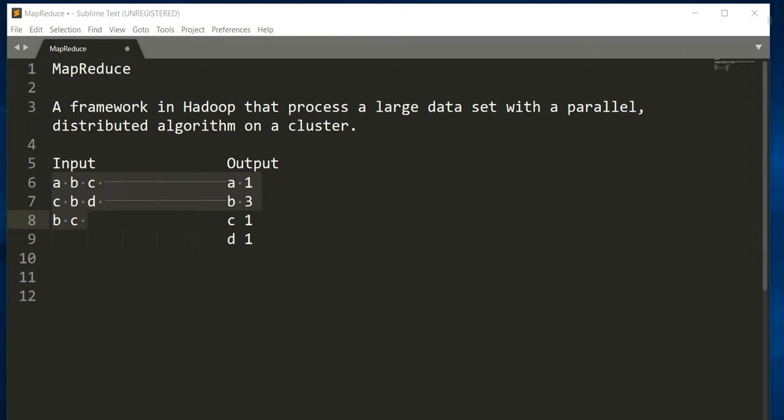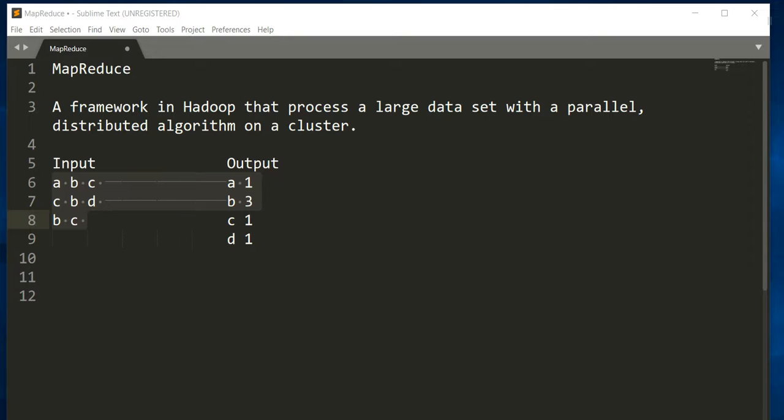Let's talk about MapReduce. This is a framework in Hadoop that processes a large dataset with a parallel distributed algorithm on a cluster. So we already know what a parallel and distributed system is, and we already know that Hadoop HDFS, that means the Hadoop Distributed File System, is built in such a way that it supports parallel processing. And then we also know what a cluster is. A cluster means a collection of nodes or computers.